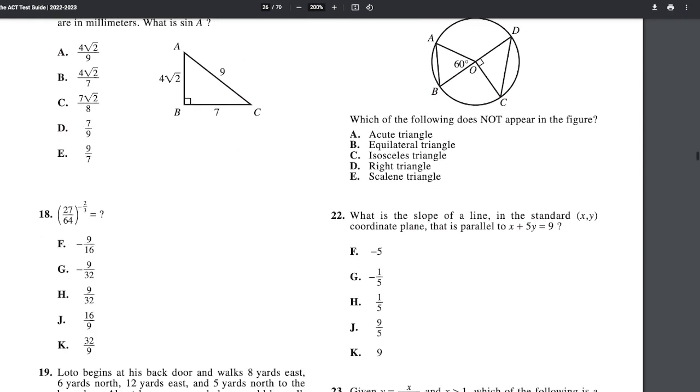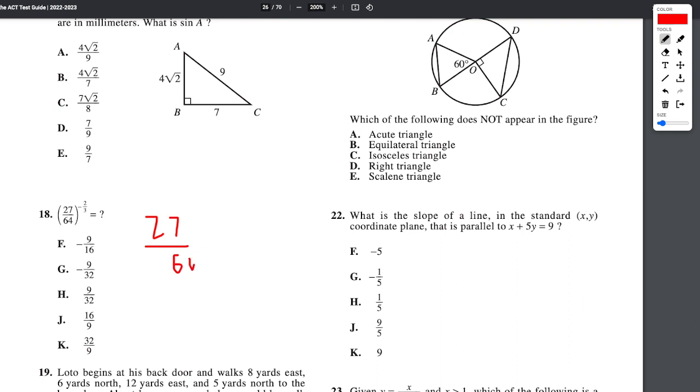18. Okay. We're asked to do 27 over 64 to the power negative 2/3. You can do this with a calculator or solve this by hand. I honestly recommend you do this with a calculator, but for the by hand method, here you go. First, I'll do 27 over 64 to the power of 2/3.